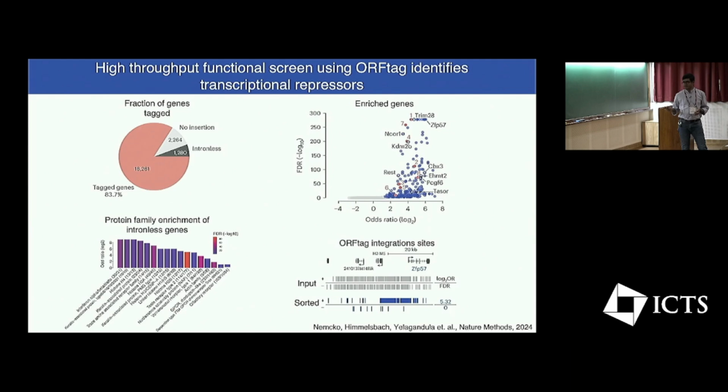And here, this is how the data looks. You can see that this is the unsorted population, and this is one of the top hits, ZFP57. You see that the retroviral integrations in the unsorted population are uniformly distributed in the sense and antisense strand. However, in the sorted population, since the gene is on the plus strand, you see that the integrations are enriching towards only the plus strand.